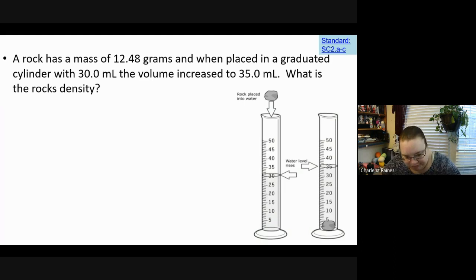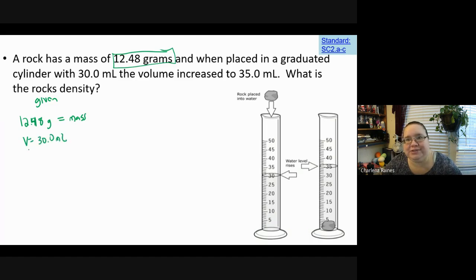So I still use my three-part approach. I have my givens, my equation, and my solve. So in this particular problem, we are given 12.48 grams. Grams, we know, measures mass. And we are given two volumes. We're given a volume of 30 milliliters, and we're given a volume of 35 milliliters. And we are asked to find density.